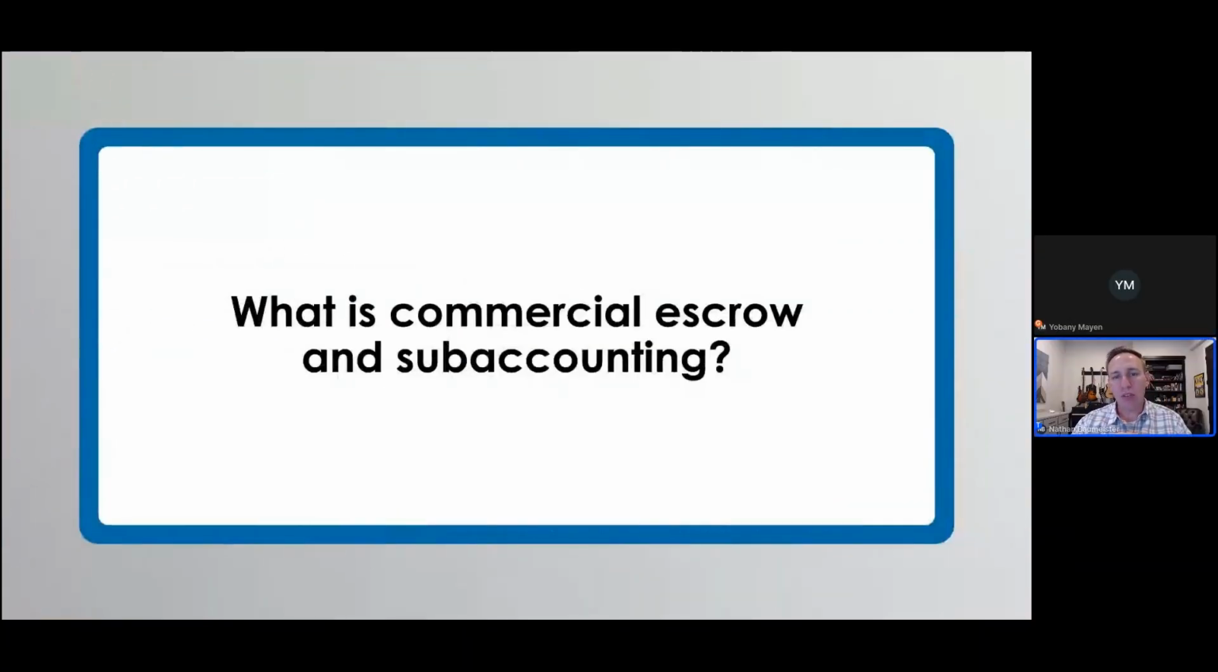So the main focus of our platform is that in the categories of deposit growth, we fit clearly into what is considered specialty deposits. And as you dive a little bit deeper into specialty deposits, the main area that we focus on is going to be commercial escrow and sub-accounting.